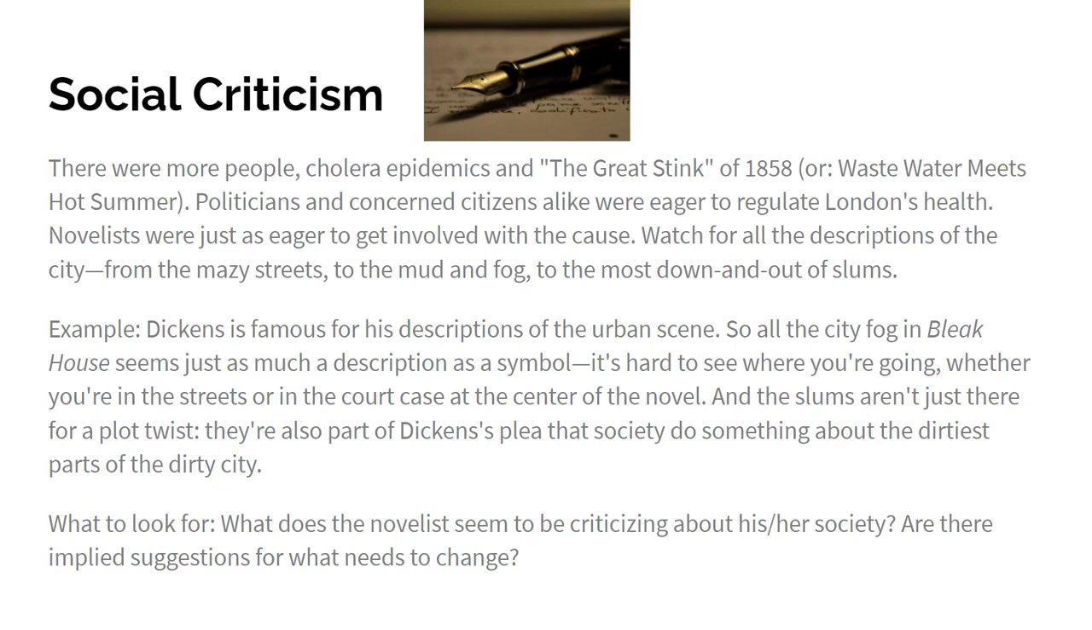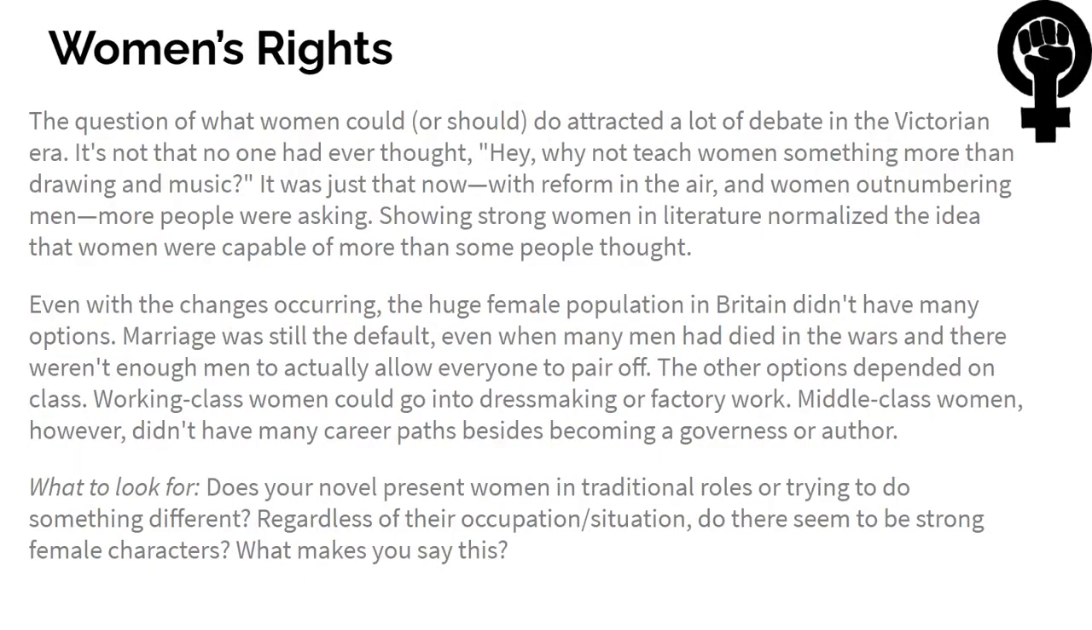And so you'll notice in some of your books that the author is criticizing something about their society. They're pointing out, look at these amazing female characters who don't have the same rights as men. Or look at this amazing child character who is homeless or is orphaned or is forced into child labor. Let's look at these issues in our society. And then sometimes they also imply suggestions for what needs to change or how these things could be improved.